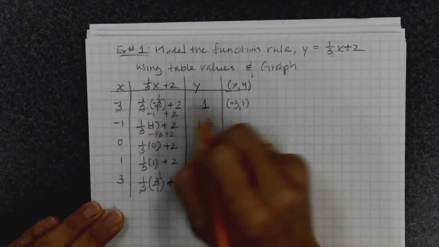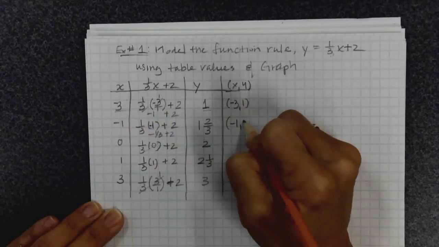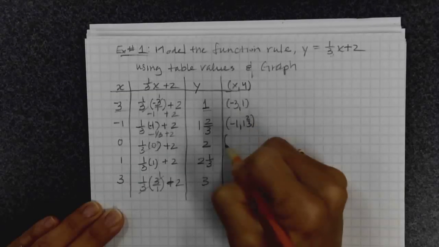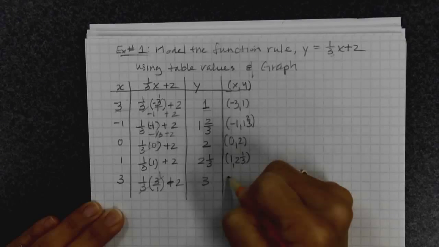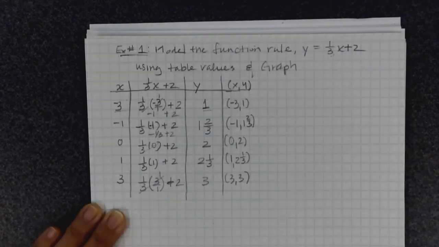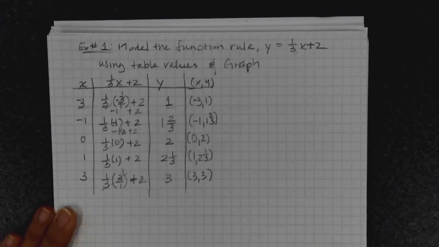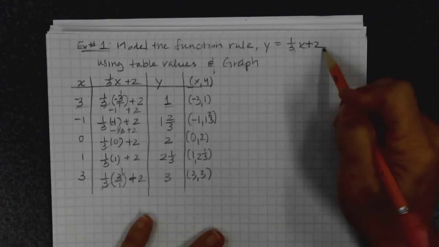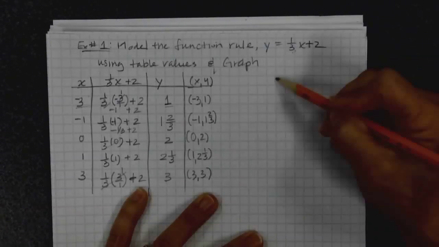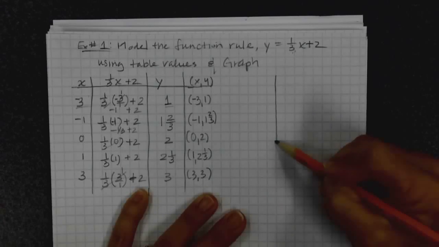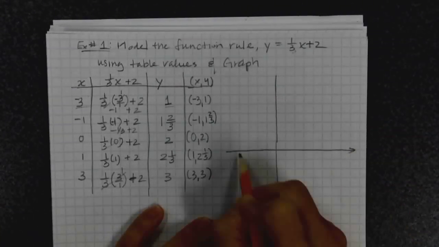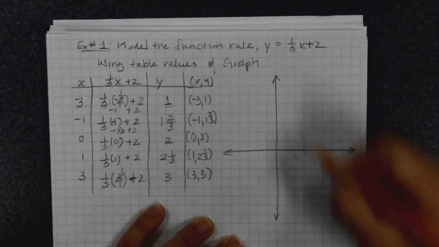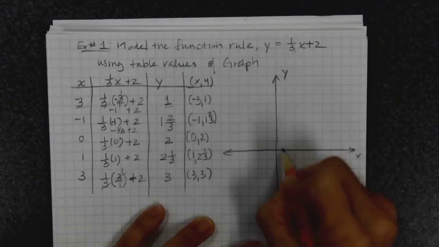So you got -3, 1. And we got -1, 1 2/3. And then you got 0, 2, and 1, 2 1/3. And we got 3, 3. So we're going to use those ordered pairs to graph this function rule. So we're going to create our x and y axis. So this is our y axis, here's our x axis.